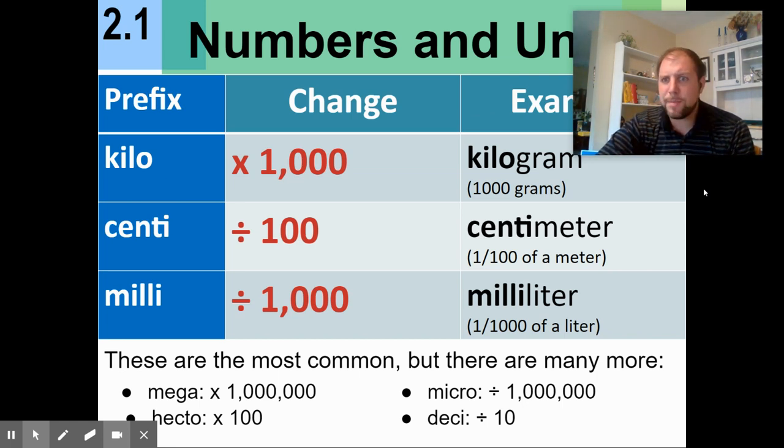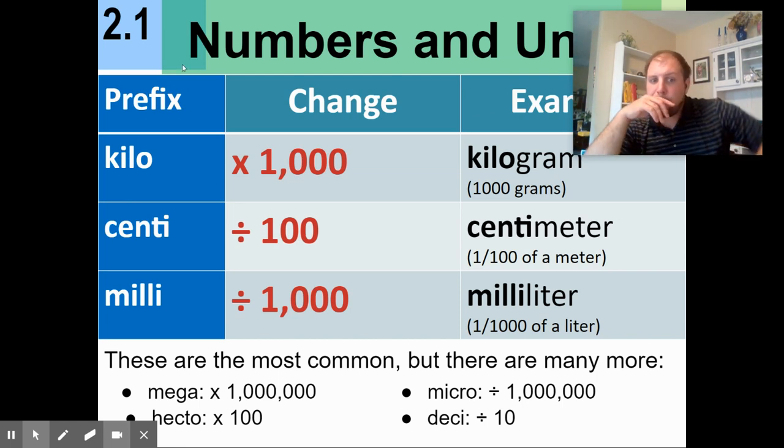Hecto is 100 times bigger. Deci is 10 times smaller. You've rarely ever heard of these things. You will occasionally hear deci, but like never. These are the big three. It goes bigger than mega.